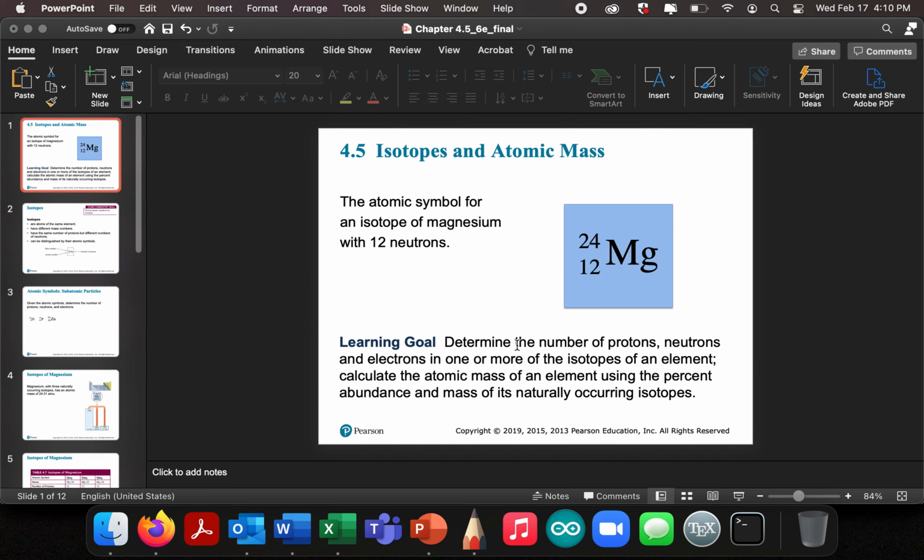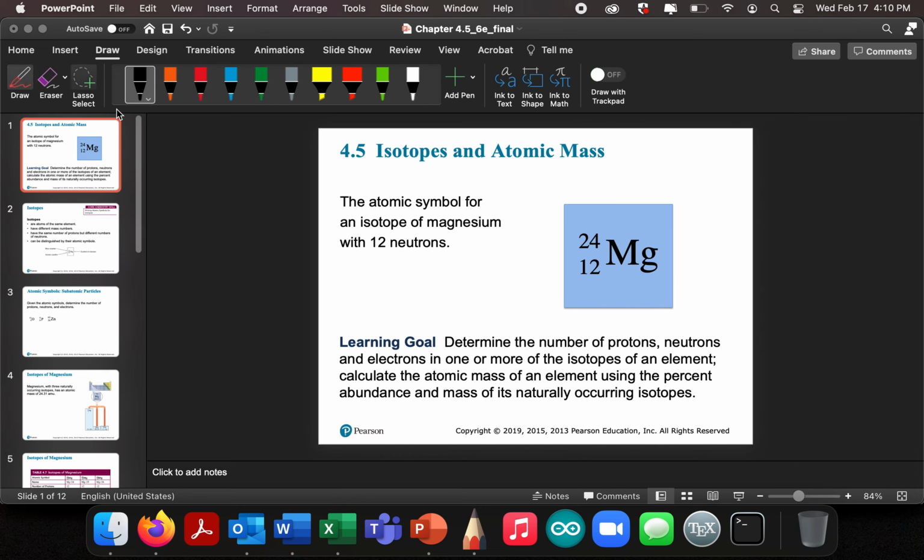Okay, so this conversation is just a natural consequence of our previous conversation, an introduction to atomic mass, atomic number, and mass number. Now we're going to talk about atomic mass and isotopes.